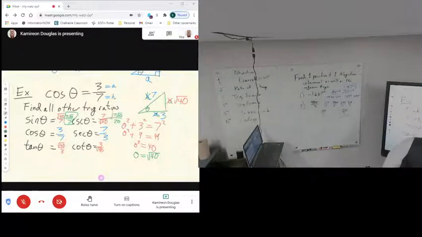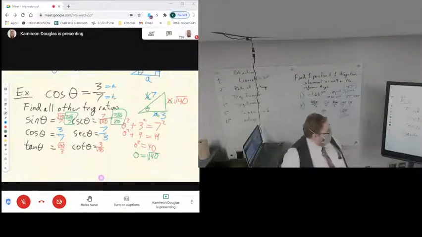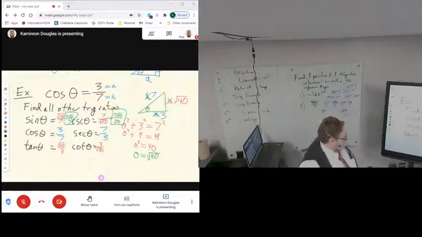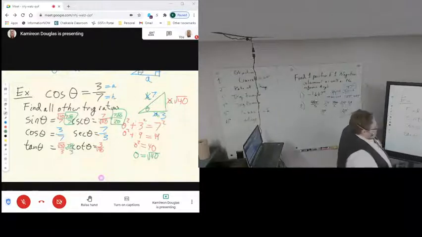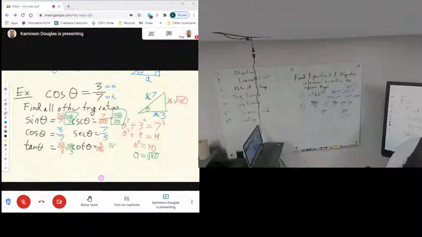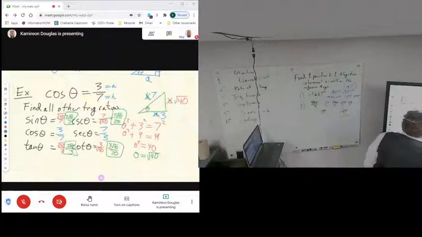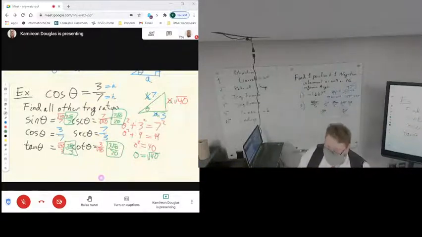Leave these as fractions. Tangent, square root 40 over 3. That would become 2 square root 10 over 3. Again, calculator's your friend. And then cotangent, 3 over square root 40. That would become 3 square root 10 over 20. The middle two are fine because they're already simplified as best they can be. Done. Finding all 6 trig ratios using 1.